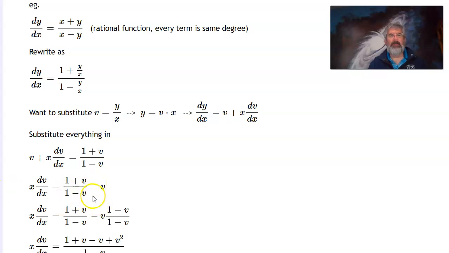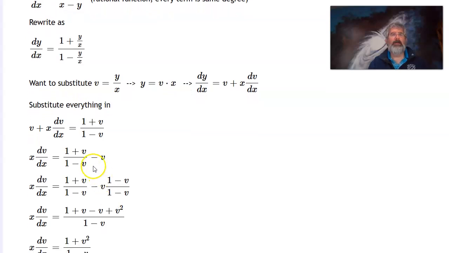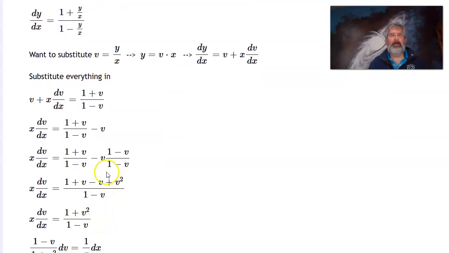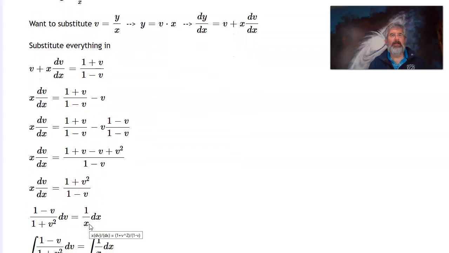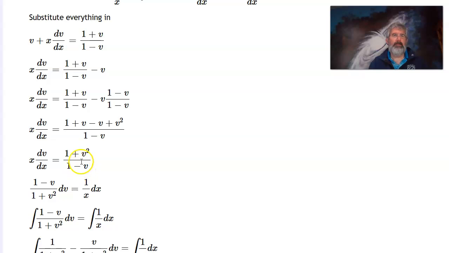So first thing I'm going to do is get this into a single fraction. Get a common denominator, and then just do some algebra, multiply that out. Anyway, this stuff turns into a 1 plus v squared over 1 minus v. So then when I multiply both sides by the reciprocal of that to get it over here, that flips upside down, the x comes in the denominator, the dx goes in the numerator, and I have it separated.